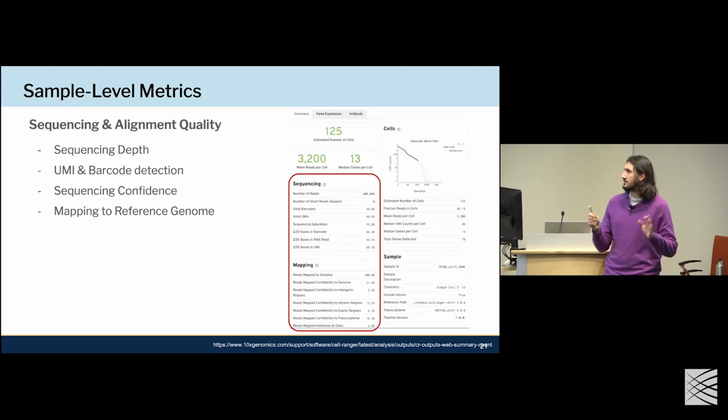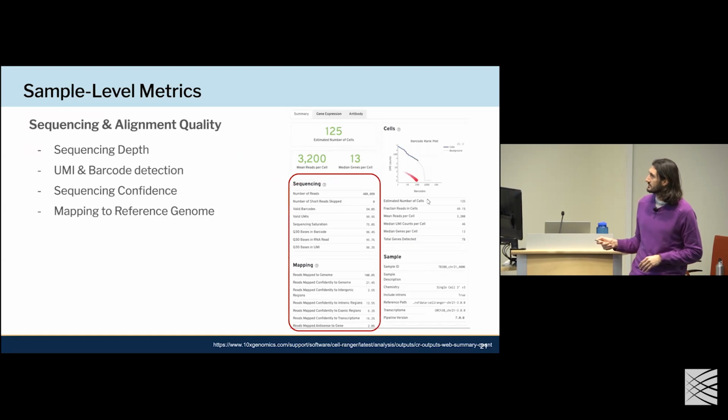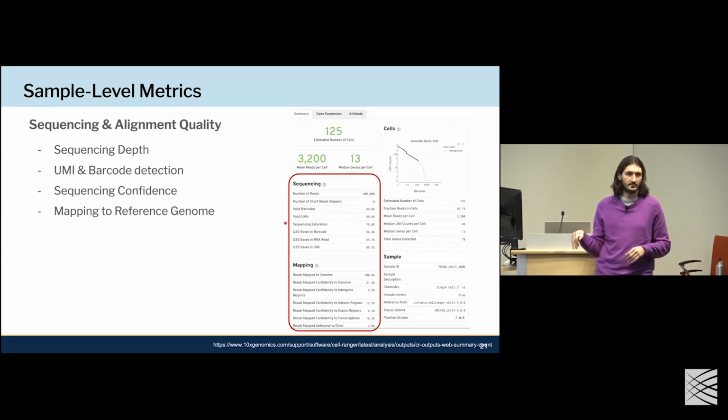And I like to look at it in 2 main different ways. So one is on the sequencing and alignment quality. So we're looking at the sequencing depth, which hopefully you can read, but we can get the total number of reads that were sequenced, how many of the barcodes and UMIs that were sequenced are valid, and UMIs are unique molecular identifiers. So when you're doing your single cell experiment, each individual transcript will be assigned a unique barcode. So when you do the PCR amplification, et cetera, you can correct for amplification biases.